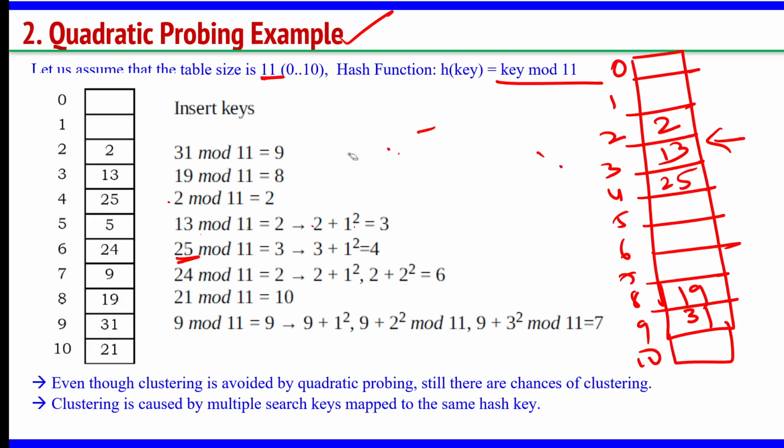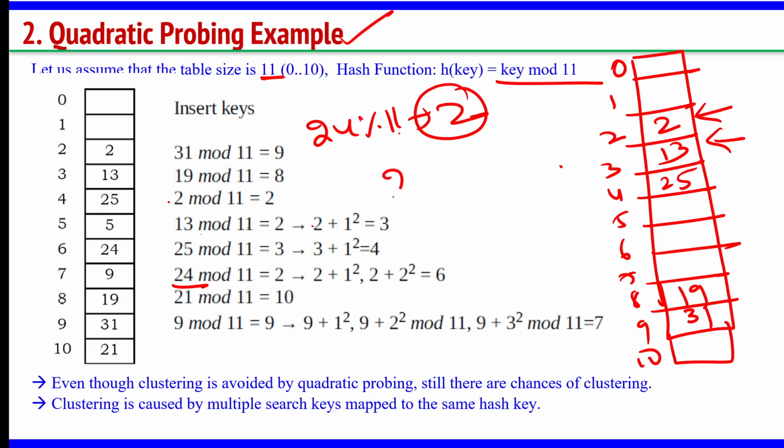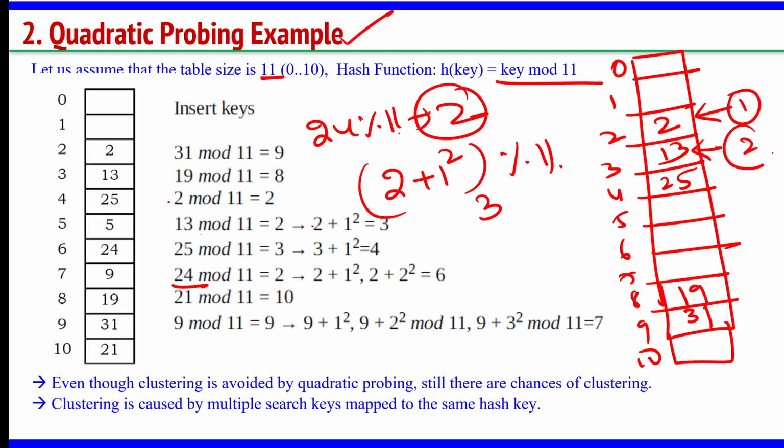Next, the element which I want to insert is 24. 24 modulo 11 will give me 2, 11 into 2 is 22, remainder 2. But when I go and see location 2, it is filled. Now, you do that quadratic probing. What is that? 2 plus 1 square modulo 11, that is 3. First time I got a collision here, I got a new value, that is 3. When I go and see at 3, there is already an element.